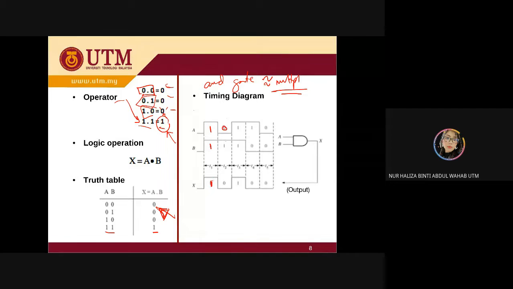And then 0, 1, so your output will be 0. That's why you will get it like this. And then 1, 1, you will get 1. 1, 0, you will get 0. 0, 0, you will get 0. So your timing diagram will be like this as the output.